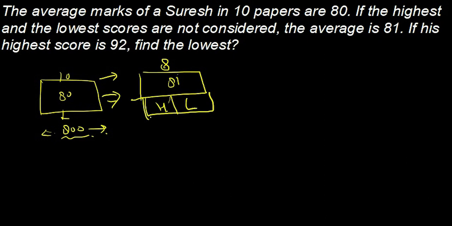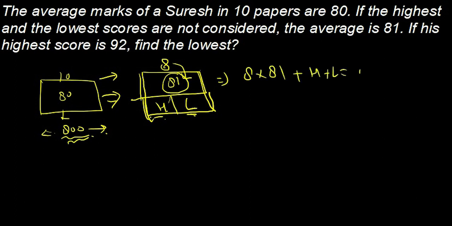81 जो है वो इन 8 लोगों का एवरेज है और इसमें हाईएस्ट और लोवेस्ट जो है वो डिफरेंट है. अगर ये लोग भी कंसिडर किए जाएंगे तो आपका टोटल कितना हो जाएगा? 800. सो आई कैन से 8 into 81 plus highest plus lowest equals 800. This is 648, and that is given to you.